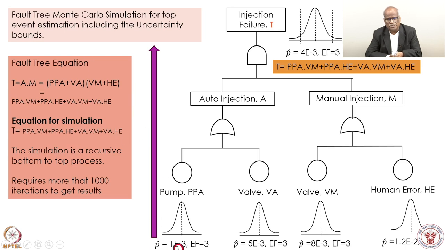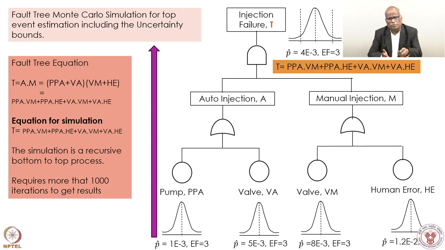In one iteration, randomly one value will be picked up from here, one from here, one from here, one from here, by the random number generator, and they will go and apply the logic and put a dot somewhere here, wherever it is. Then in the second iteration, again it will flow. So it is a bottom-up approach, and it travels more than 1000 times to give a distribution like this, wherein we have the mean value, the probability value and the error factor. Don't you think it is an elegant approach to characterize uncertainty in the fault tree?